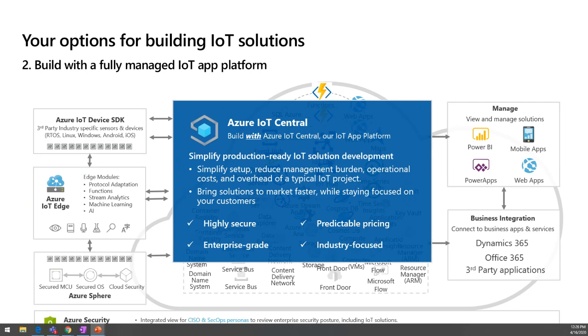I'll go kind of quickly, but it's really there to simplify the setup, reduce management burden and your operational costs, because some partners find it easier to build with IoT Central since it's based on how many devices you have. So it's really easy to understand your pricing, and it's super scalable, it's industry focused, and it's already enterprise grade. So you can feel really confident using IoT Central, that it's secure for you. And then also the great thing with IoT Central, it helps with your business integration and can connect to other things like Power BI as well.